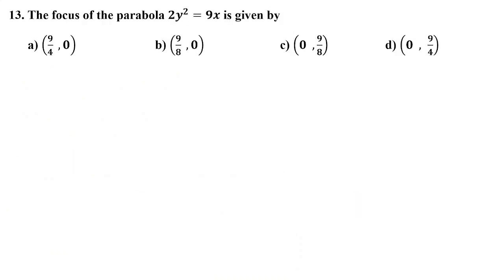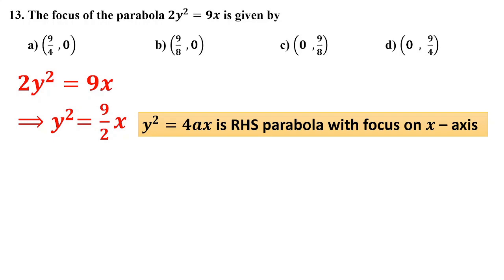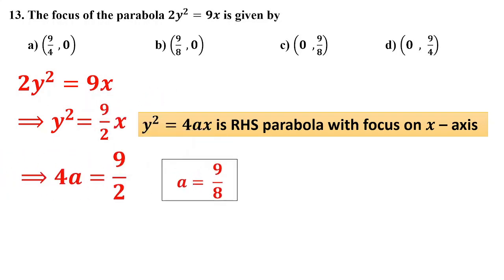Let us go to question number 13. We have to find the focus of the parabola 2y square is equal to 9x. We have to write it in the standard form. 2y square is equal to 9x, so y square is equal to 9 by 2 x. Compare it with y square is equal to 4ax. Therefore, 4a is equal to 9 by 2, therefore a is equal to 9 by 8.